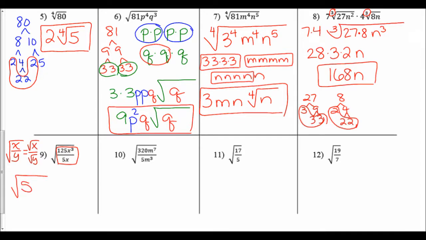125 divided by 5 is 5. So I can reduce a 5 out of the top and the bottom. X cubed over x is x squared. So I can reduce the x out of the bottom. Now all I really have to do is simplify. Oops, this was not 5. This was 25.